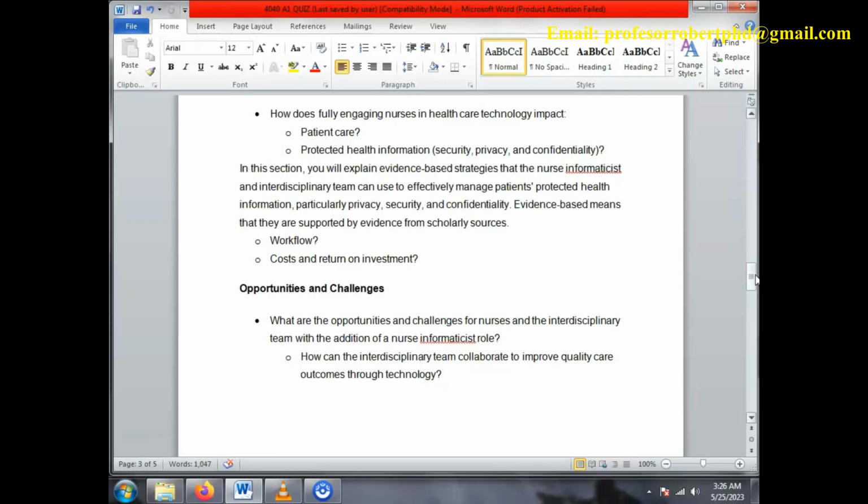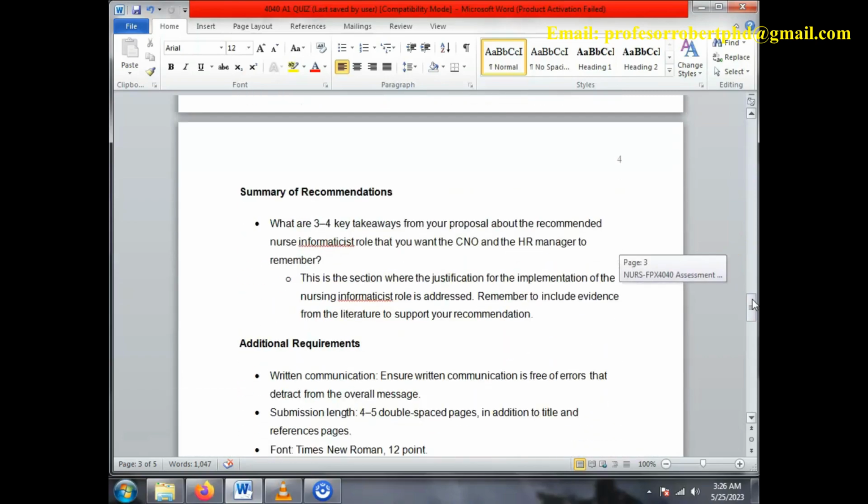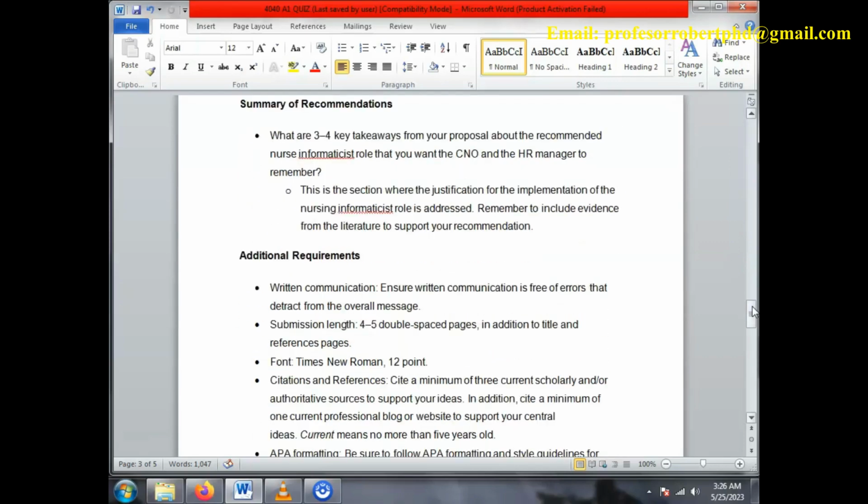Opportunities and challenges. What are the opportunities and challenges for nurses and the interdisciplinary team with the addition of a nurse informaticist role? How can the interdisciplinary team collaborate to improve quality care outcomes through technology? Summary of recommendations. What are 3-4 key takeaways from your proposal about the recommended nurse informaticist role that you want the CNO and the HR manager to remember? This is the section where the justification for the implementation of the nursing informaticist role is addressed. Remember to include evidence from the literature to support your recommendation.